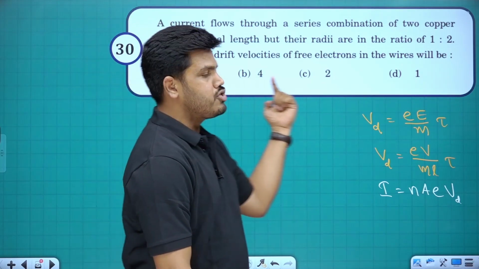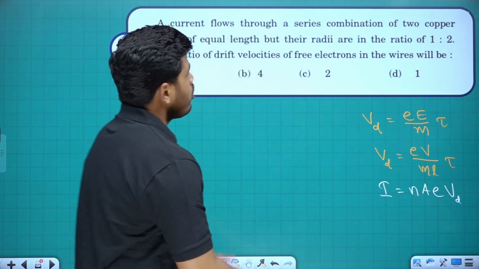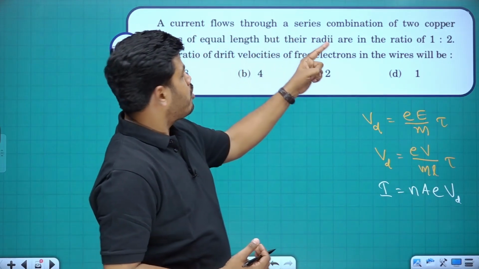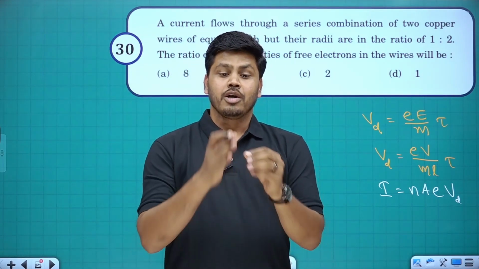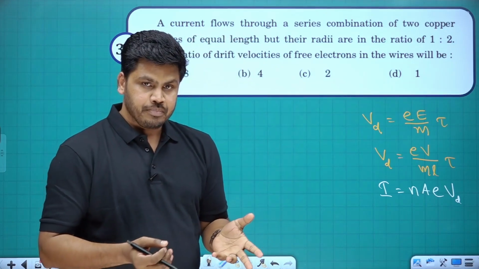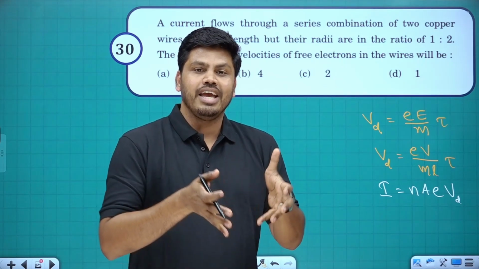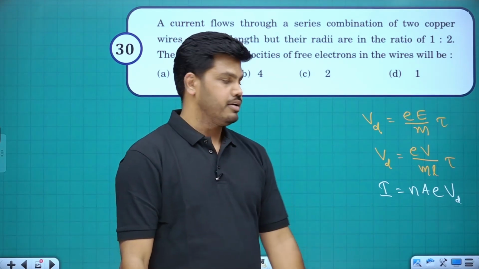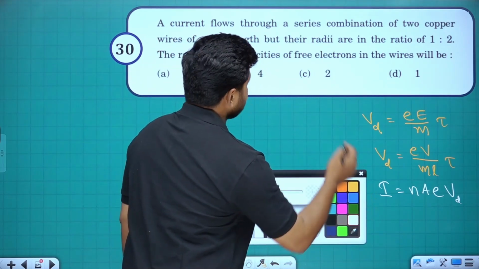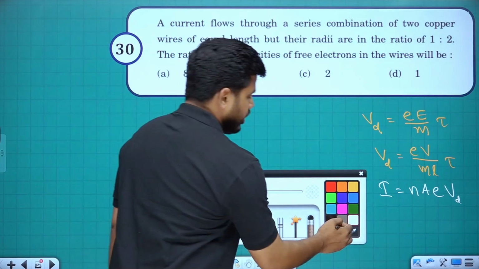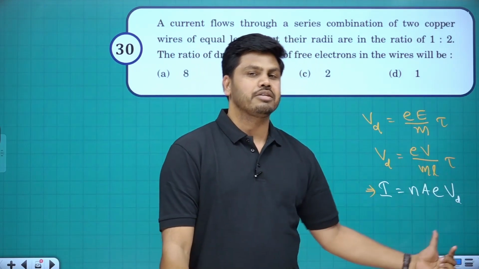You're asked to find out the ratio of drift velocities basically. So Vd1 to Vd2. What is the given information? Current flowing through a series combination of two copper wires of equal length, but their radii are in the ratio 1:2. Cross-sectional radius is different, right? Cross-sectional radius, actually, that is a hint for the area, thickness, right? Thickness is different. A1 and A2 are different. See, and length also, they mentioned length also. Same length, right? So we are going for this particular equation in which we can relate area of cross-section and drift velocity along with the current.